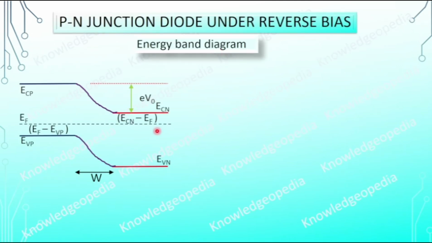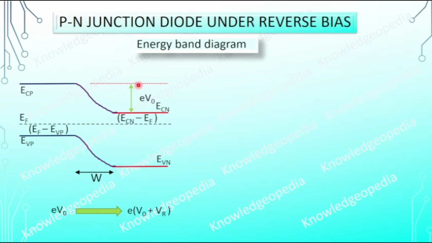So this is the equilibrium condition when there is no bias applied to the PN junction. Here the Fermi level is aligned on both the sides of the device. Now we are considering reverse bias. Reverse bias means this V0 will become V0 plus VR. So this distance will change from eV0 to e times (V0 plus VR). Which one is more? This e times (V0 plus VR). That means this separation is increasing.